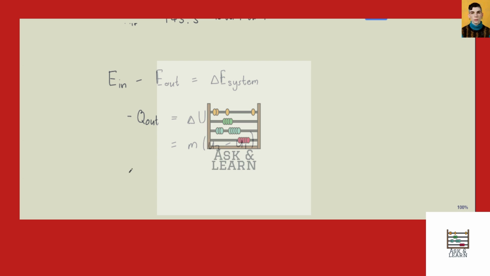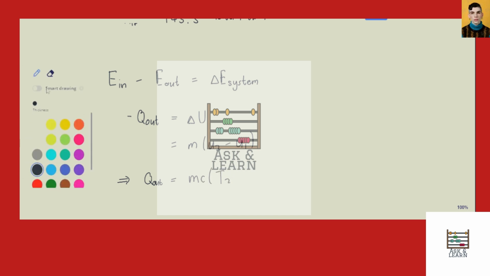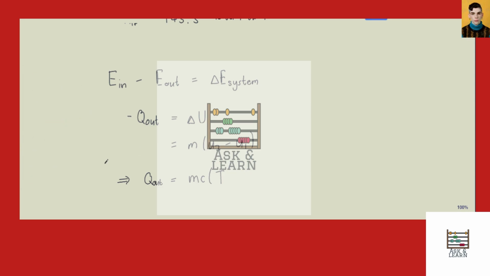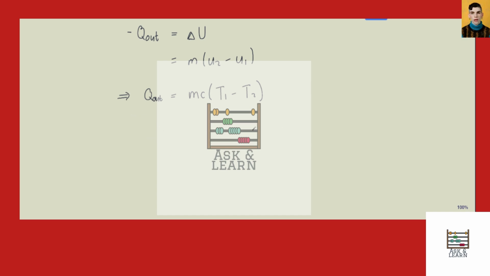So we can write this equation. We multiply both sides by -1, and we get that the heat released by the can is equal to mc times, since we multiplied by -1, T1 minus T2. So here we have an energy balance equation for the heat leaving the can in terms of a change in temperature. So what we do first is find the total mass of the drink.